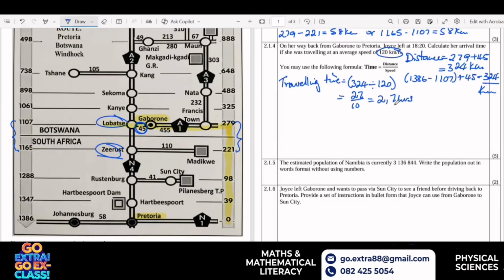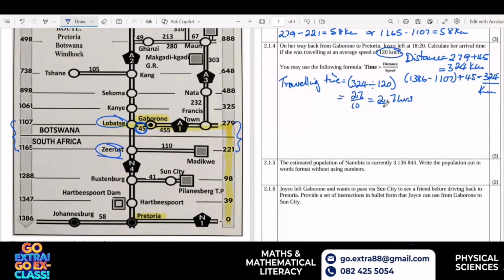So the other hours are not full, but you have a remaining few minutes to make it a complete hour. So what you need to do when you get something like this, because you have to calculate the arrival time. I forgot to read the last part here, because the last part says: calculate her arrival time if she was traveling at an average speed of 120. So we are calculating the arrival time now.